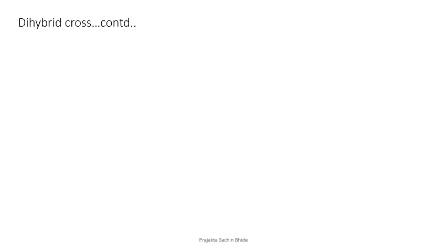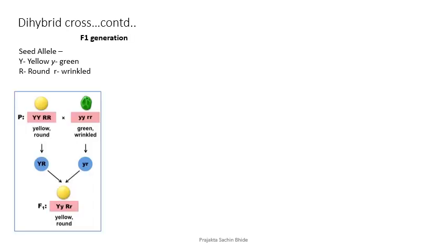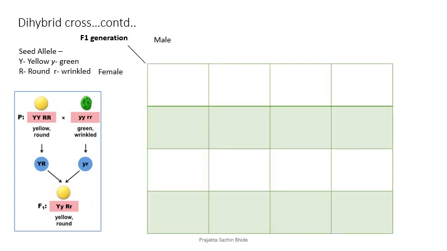Let us continue this dihybrid cross to the F2 generation. Again, I am taking the same seed alleles. I am referring to the same F1 generation we got in the previous slide. And now if I put across these things, what do I see? Now both the parents have capital Y, small y, capital R, small r, and I spread across their gametes in the Punnett square. What do you think I will get in the first square? Yes, all capital. So this will be yellow and round.